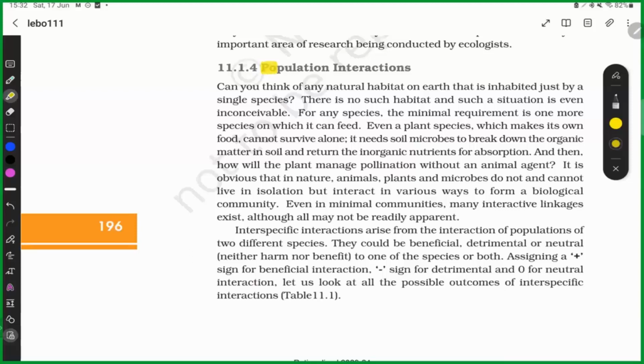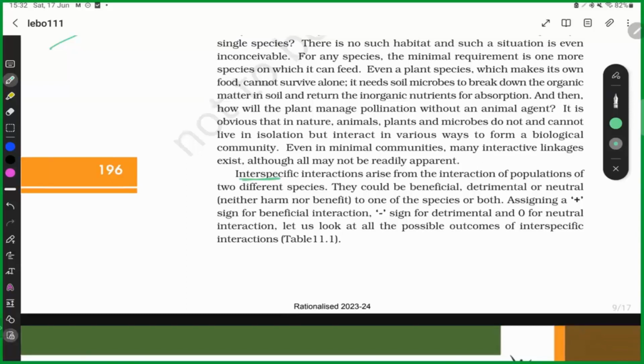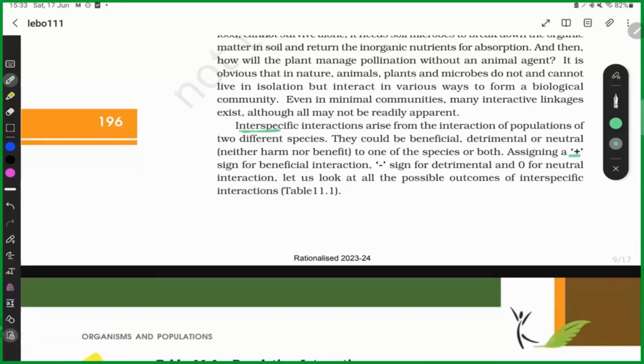In a population, individuals of the same species are there. Interspecific interactions arise from the interaction of populations of two different species. Okay, so different species populations. This plus sign means beneficial interaction, meaning the organism is benefited from the interaction. Minus signs denote a detrimental or negative impact on the organism. And zero means neutral: no benefit, no loss, no harm.